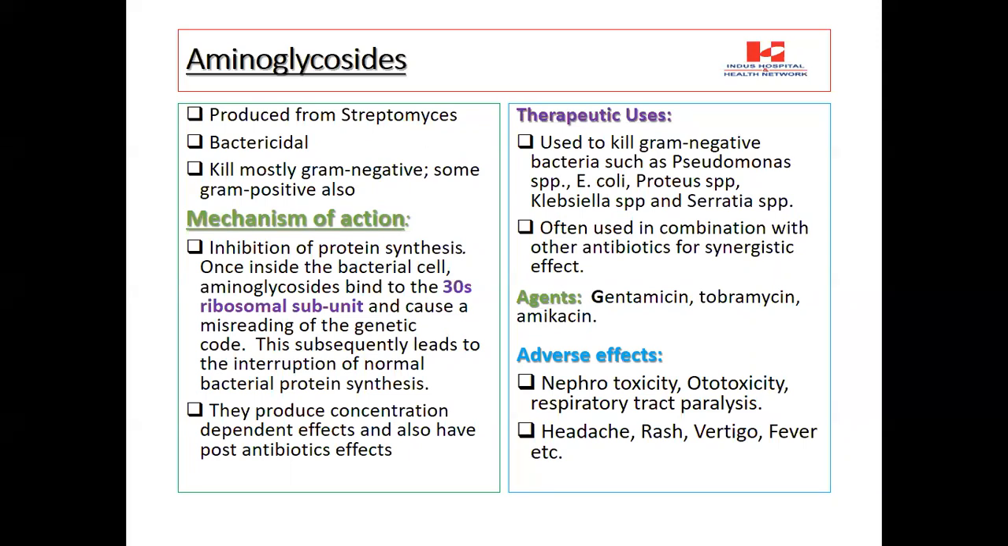The agents from this class are gentamicin, tobramycin, and amikacin. These are also high molecular weight drugs, so there's a chance for nephrotoxicity and ototoxicity in long-term use. And we have to monitor renal function while those patients are on aminoglycosides.